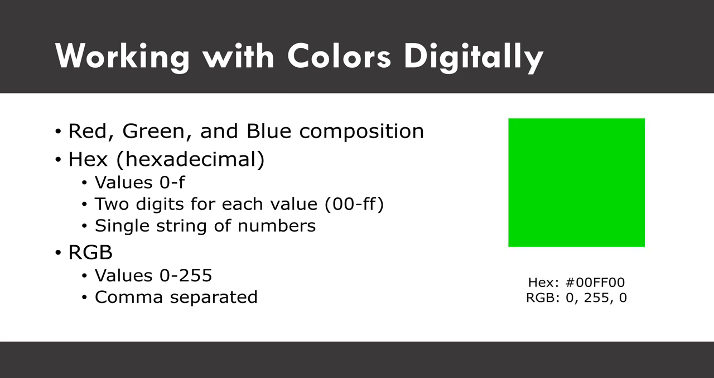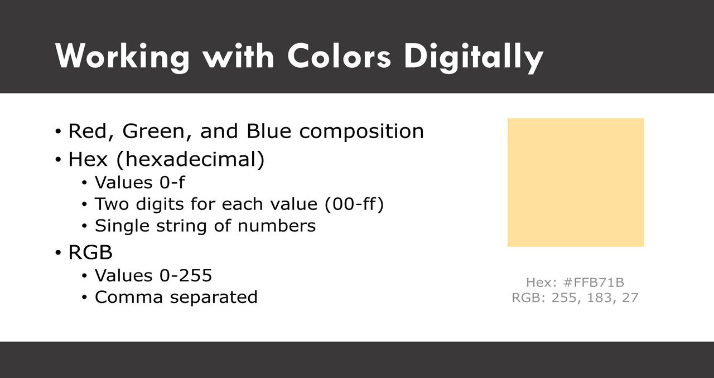If we do green, you can see that those numbers just move down. So for the hexadecimal, those first 2 digits representing red are now 00, the next 2 digits representing green are FF, and the last 2 digits representing blue, 00. RGB, same thing, no red, maximum green, because remember it goes from 0 to 255, and 0 for the blue.